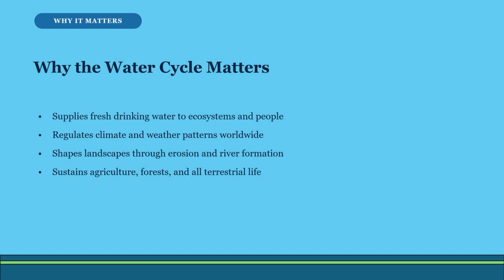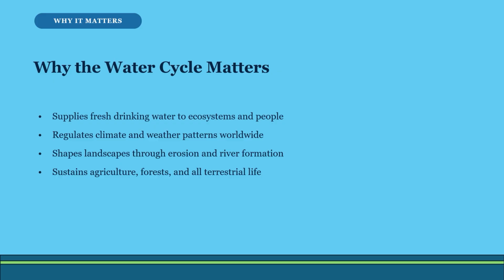So lastly, we are going to talk about why the water cycle matters. The first thing is that it supplies fresh drinking water to the ecosystem. So as it continues to rain, it gives fresh drinking water to the ecosystem, the fish and the animals in the sea, and also we the people as well.